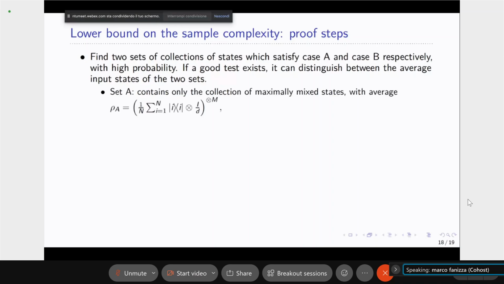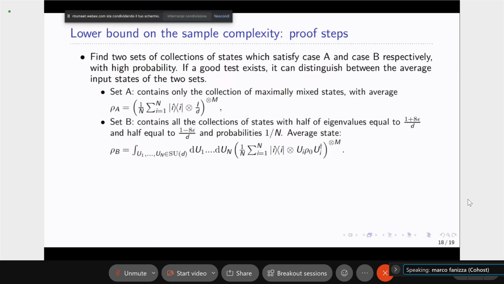So the first set is very simple. It contains only the collection of maximally mixed states. And of course, the average state just corresponds to m copies of the state rho corresponding to the collection of maximally mixed states. So the set B contains instead all the collections of states with half of the eigenvalues equal to (1 + 8 epsilon)/d, and half equal to (1 - 8 epsilon)/d. And yes, we also consider the probabilities to be uniform because we are interested in a worst case scenario, and this is a good choice.